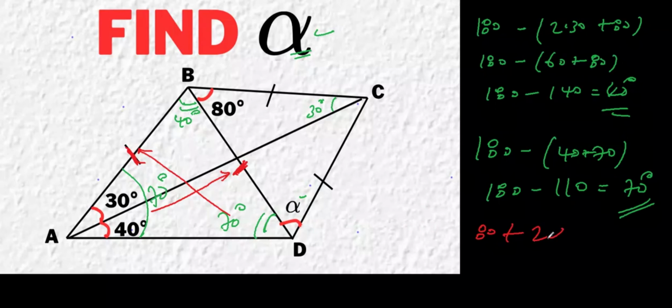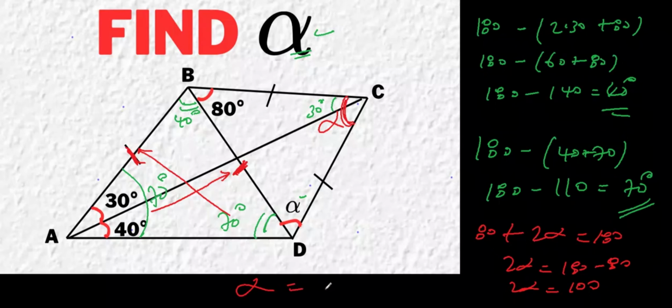So that means 2 alpha is equal to 180 degrees, right? 80 plus this one, this is alpha, so that means this side is also totally alpha, right? So 80 plus 2 alpha, 180. 2 alpha is equal to 180 minus 80, and 2 alpha is just 100, and alpha is equal to 100 over 2, which is 50 degrees, right?